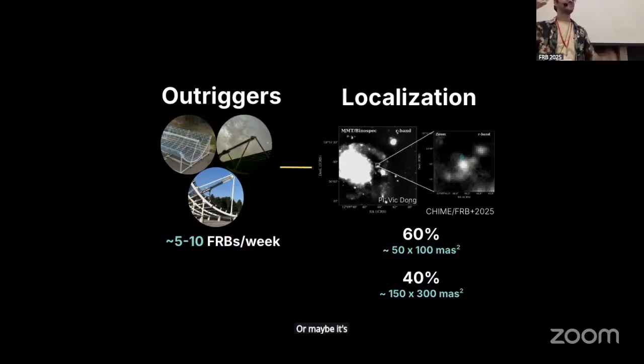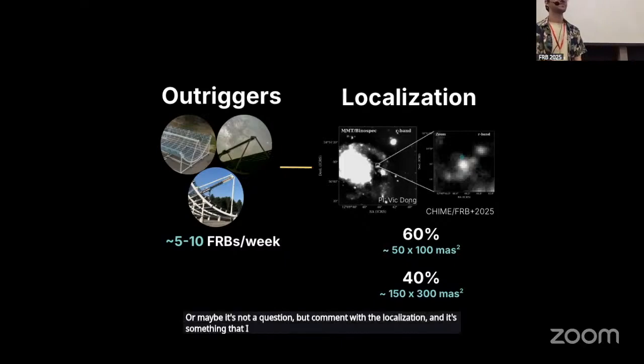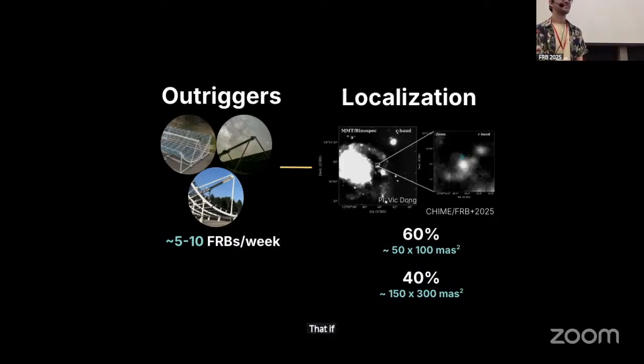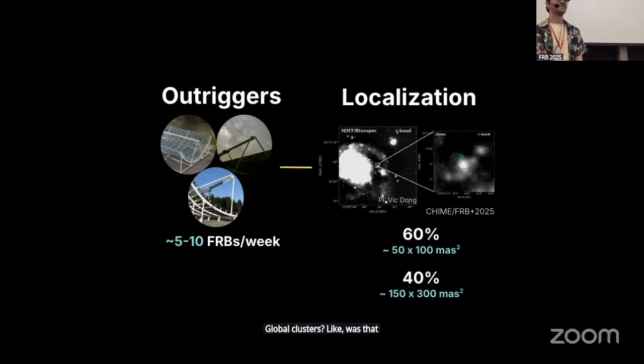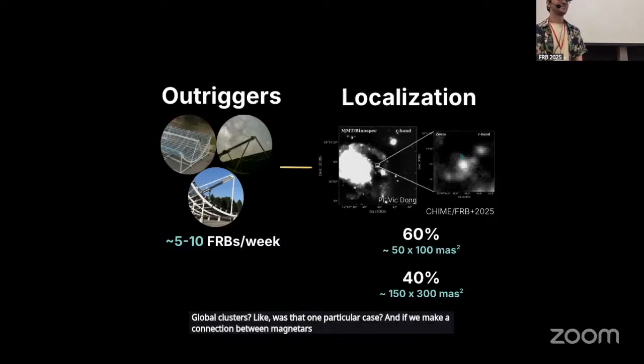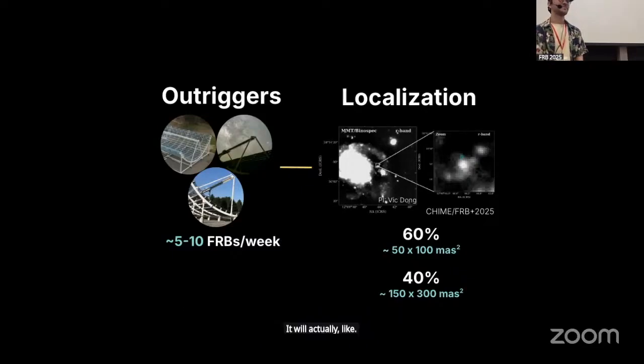Maybe it's not a question, but a comment with the localization. It's something that I haven't heard here the entire week, which surprised me. If you have a good localization, maybe you can see more FRBs coming from globular clusters, like that one peculiar case. And if we make a connection between magnetars and FRBs, it will be proof of a different creation channel of magnetars. So it has an impact on different fields.